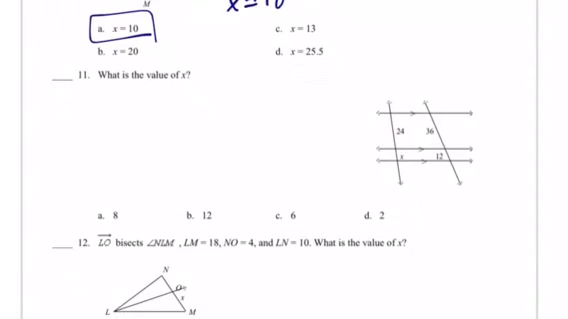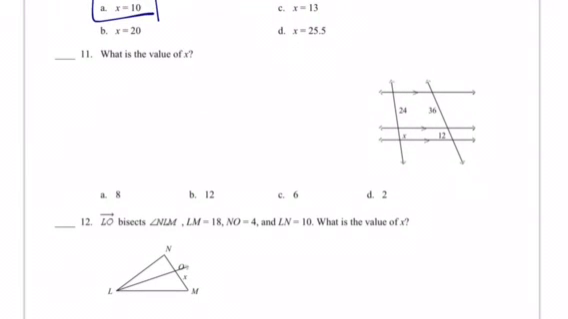Alright, 11, same kind of situation. We want to find the value of x. Since these sides are parallel, then we can set up a proportion. Again, there are a few different ways to do that. I might do x over 12 equals 24 over 36. And again, 24 over 36, that does reduce down.